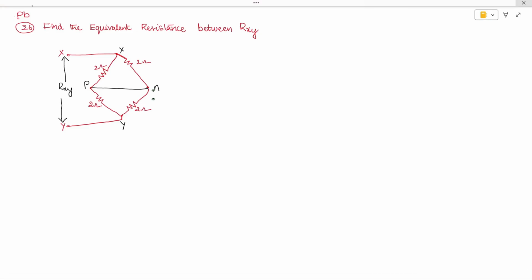Today we are going to solve problem number 26. Find the equivalent resistance across R_XY. This is a bridge network, but it is shorted between P and N. So how to understand this problem, you can see here.